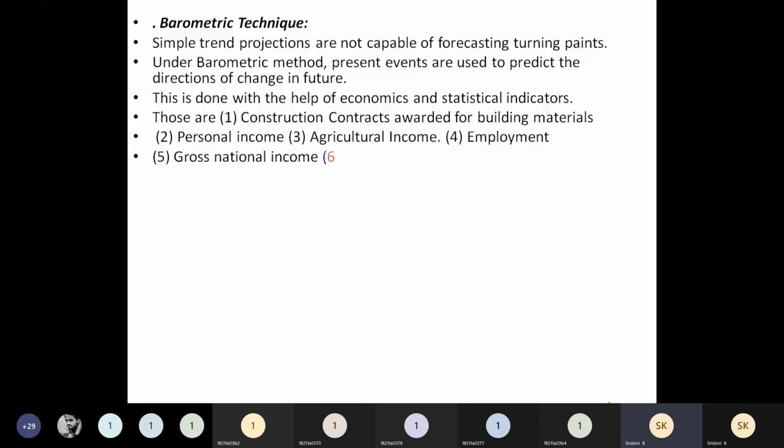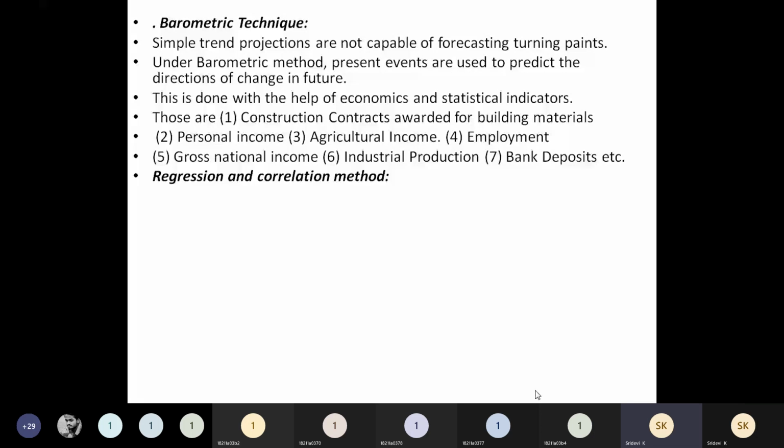Another method that comes here is regression and correlation. So first of all, what is correlation? That we have to know. Correlation, the word itself is giving you the meaning. It gives the relationship between two individual variables, right? So this correlation will give you the relationship between the x and y variables.